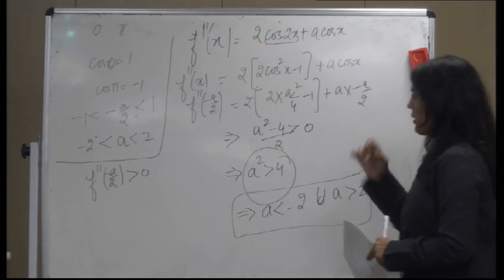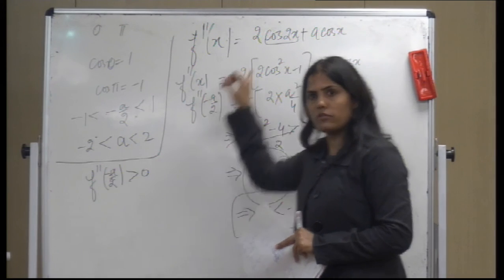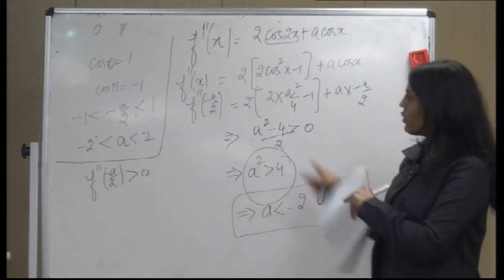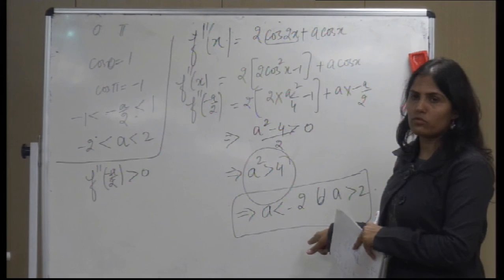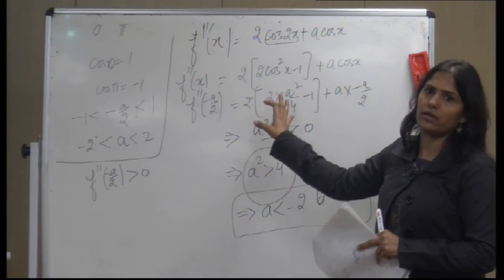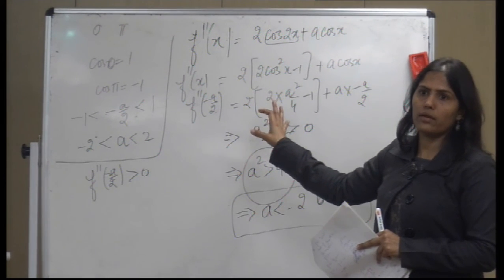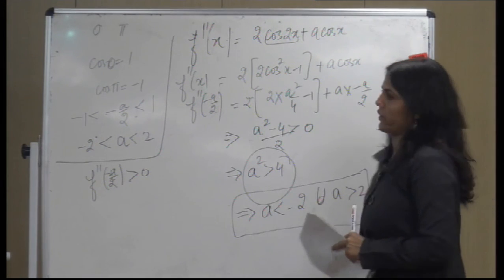Now you see, this is basically for the point of minima I used, and this is also for the point of minima, but both are contradicting. A is lying between minus 2 and 2, and a is lying in this other set, so there is no such a lying in that interval. Is it fine? So there is no a value because this is completely contradicting, no value you are getting, so there is no a.